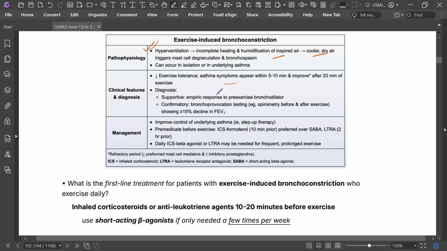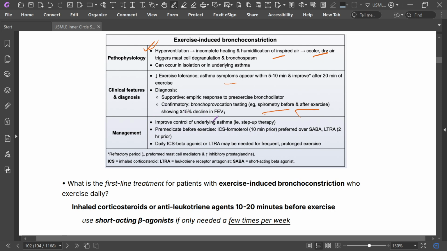Diagnosis is supported by empiric response to pre-exercise bronchodilator, and confirmation by bronchoprovocation test, spirometry before and after the exercise, showing more than a 15% decline in FEV1. This is one form of bronchoprovocation, like spirometry before and spirometry after. If there is more than a 15% decrease, this is exercise-induced bronchoconstriction.